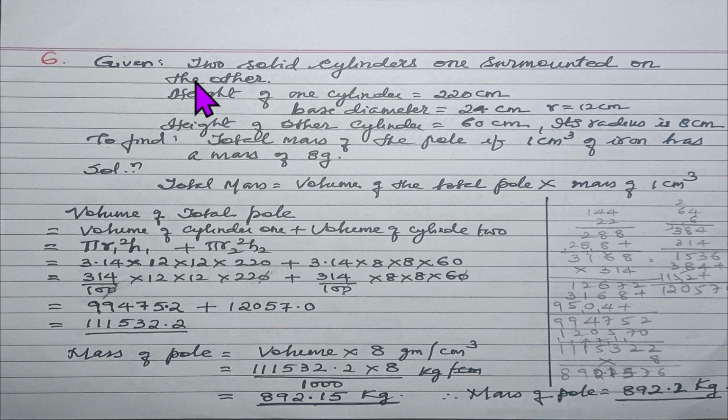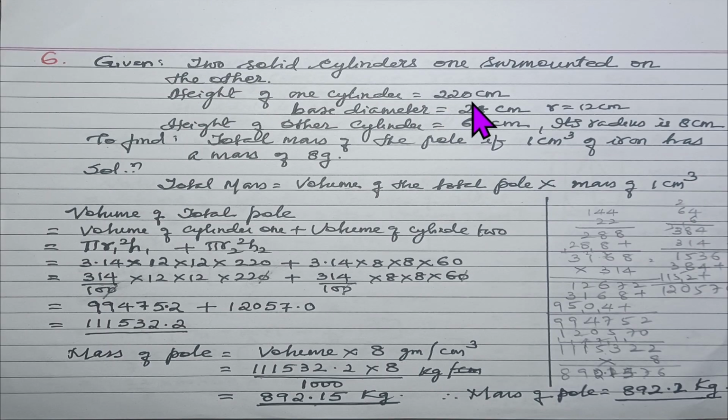Now coming to the sixth example, we are given two solid cylinders, one surmounted on the other. I have not drawn the figure here. You can draw it. There are two solid cylinders. One cylinder is at the bottom and another cylinder is at the top. There are two solid cylinders which are placed one over the other.